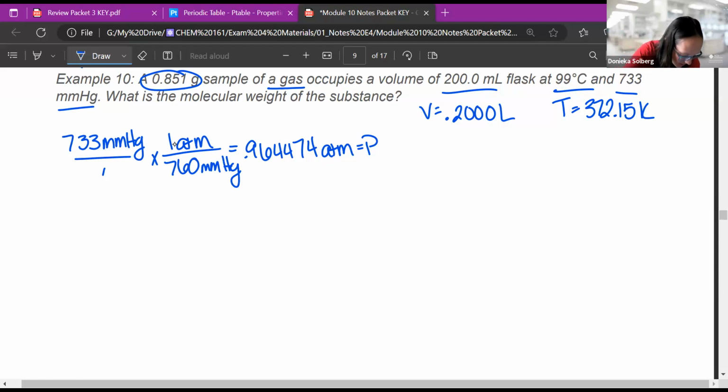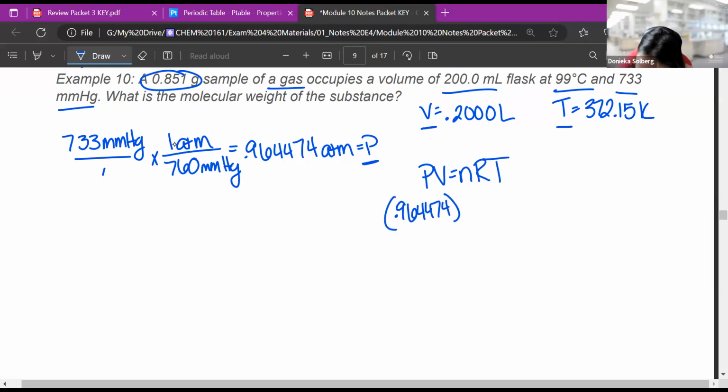Okay, so how am I going to do this? Well, molecular weight, I could find if I have density, but I don't have density. I have a V, a T, and a P. So what can I find with those? The only other equation I can use, because I don't have a density, is PV equals nRT, right? So let's just go ahead and use that and see what we can find. So PV equals nRT.